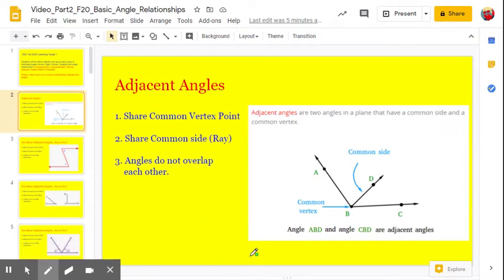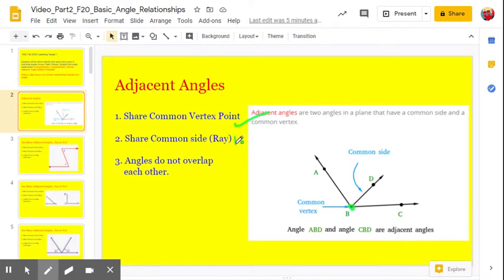Adjacent angles are two angles in a plane that have a common side and a common vertex. We have three requirements for adjacent angles. So the first thing is they must share a common vertex point. So here are my two angles, angle ABD, angle DBC. So the common vertex, they do have that. That is the point B is the common vertex.